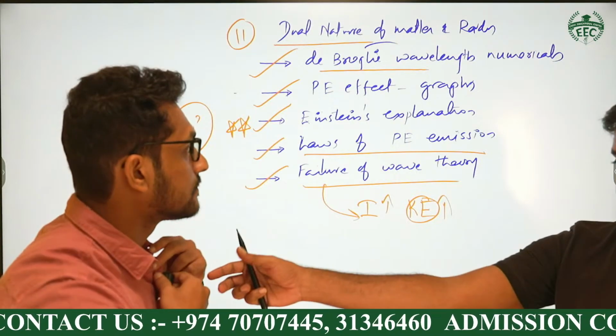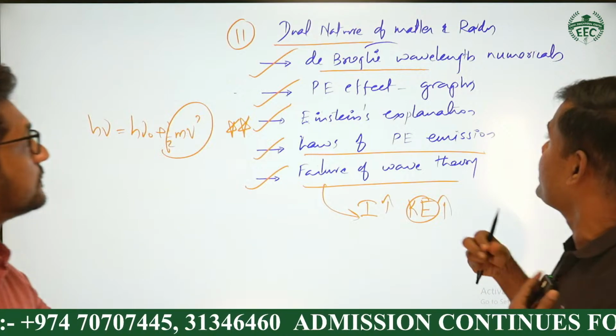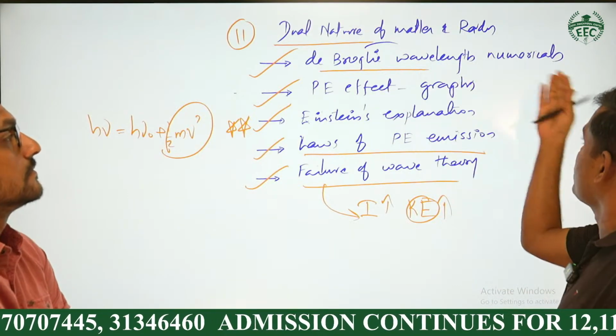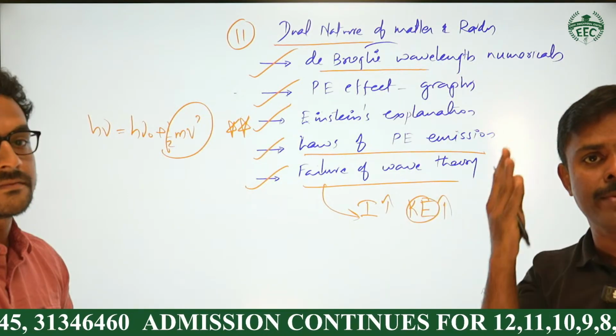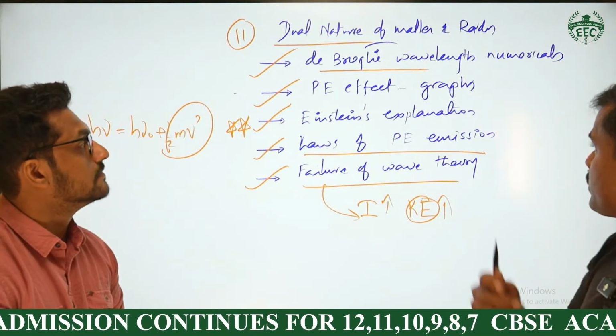Okay, let me just summarize it. As sir said, these are the important points: dual nature of matter and radiation. You have to see de Broglie wavelength numericals: lambda is equal to h by mv, or h by root of 2me. Based on that, you will have questions.